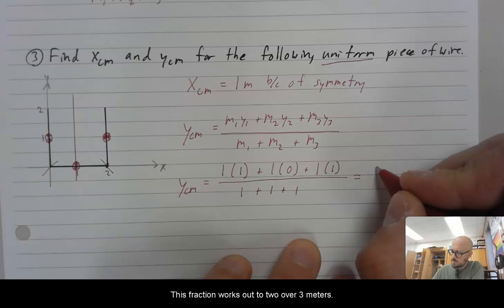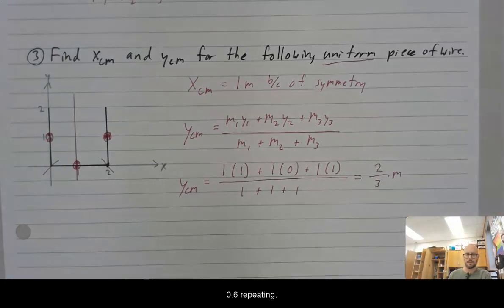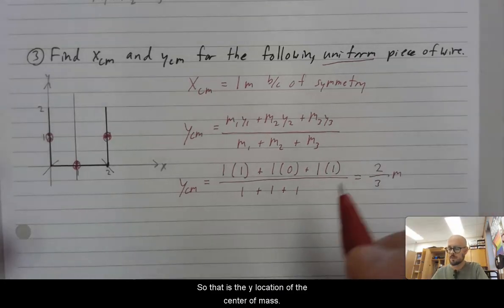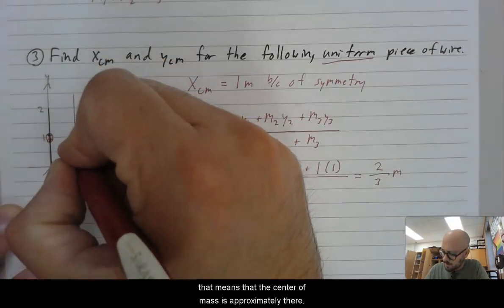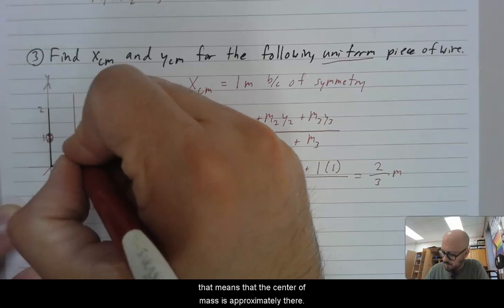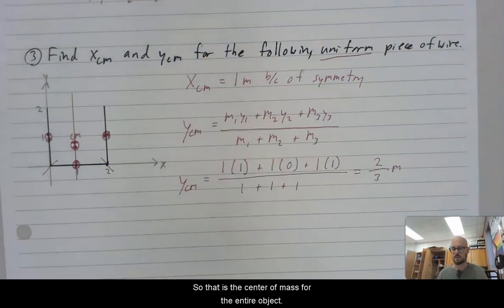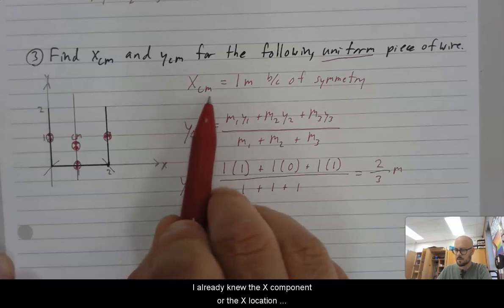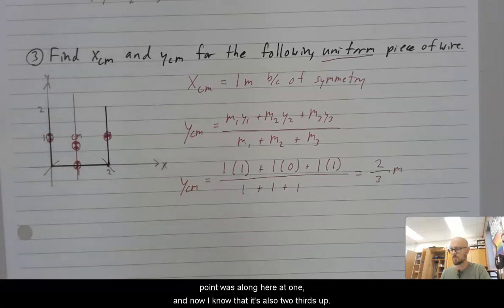This fraction works out to 2 over 3 meters, 0.6 repeating. So that is the y location of the center of mass. And if I use the scale that's here, that means that the center of mass is approximately there. So that is the center of mass for the entire object. I already knew the x location was along here at 1, and now I know that it's also 2/3 up.